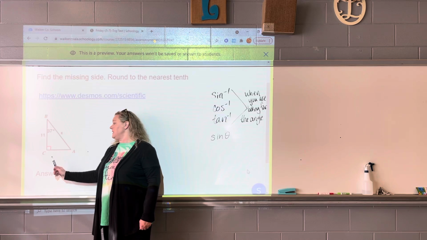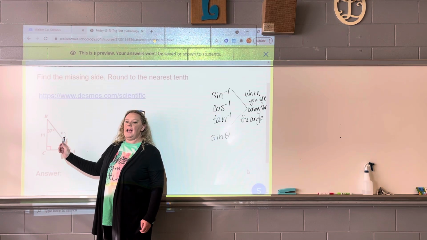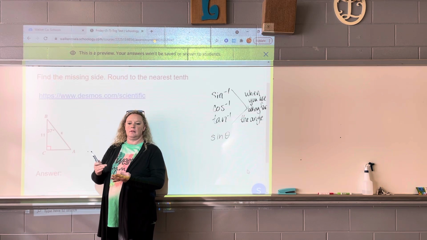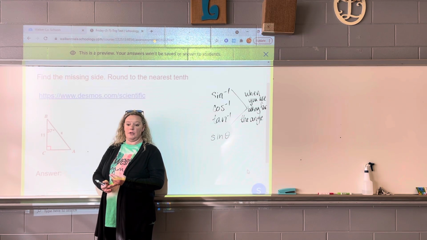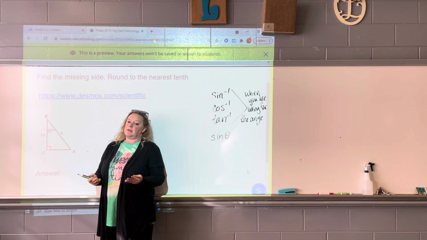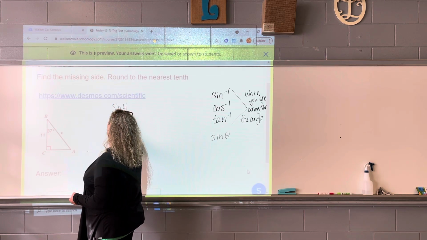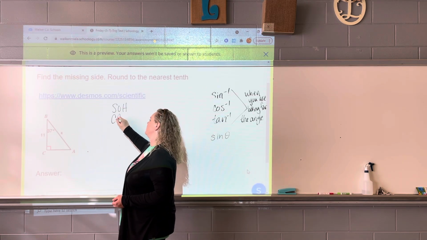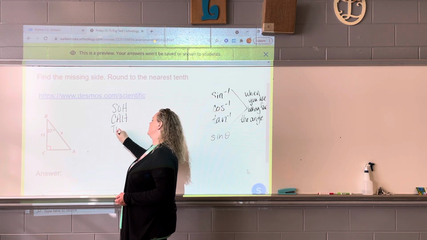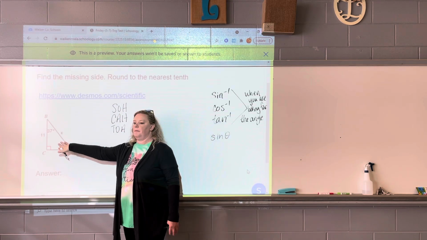That's how you can find a missing side, but how do I know if I have opposite and hypotenuse, or if I have adjacent and hypotenuse, or opposite and adjacent? Because that's what I need to know, right? Sine is opposite over hypotenuse, cosine is adjacent over hypotenuse, tangent is opposite over adjacent. So how do I know which of these I have?